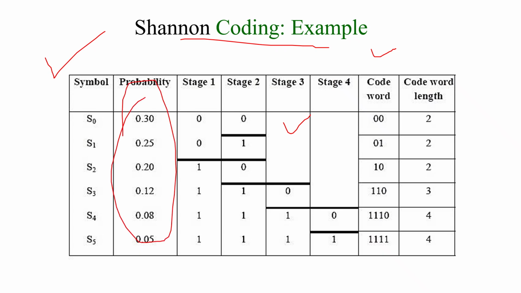So what is the technique? First of all, arrange the probabilities in descending order, and divide them into two teams, team 1 and team 2. And what is the condition to divide the probabilities? The sum of both teams should have almost equal probability. That is the condition. And keep on dividing, and you will get the patterns of the code.